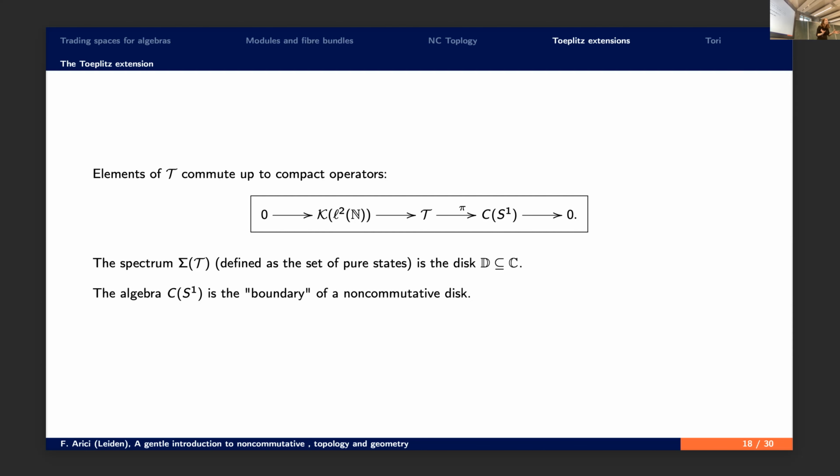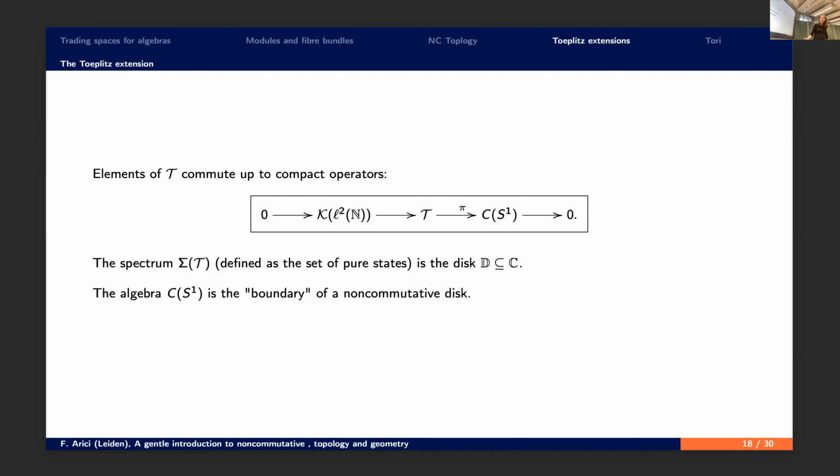is not zero. This projection tells you that the elements of the algebra commute up to compact operators, because T commutes with its adjoint up to a rank 1 operator. And when you take all powers, you can prove that this holds up to compacts. This gives you a very nice extension of C-star algebras, which shows that you can realize commutative C-star algebras as quotients of non-commutative ones.